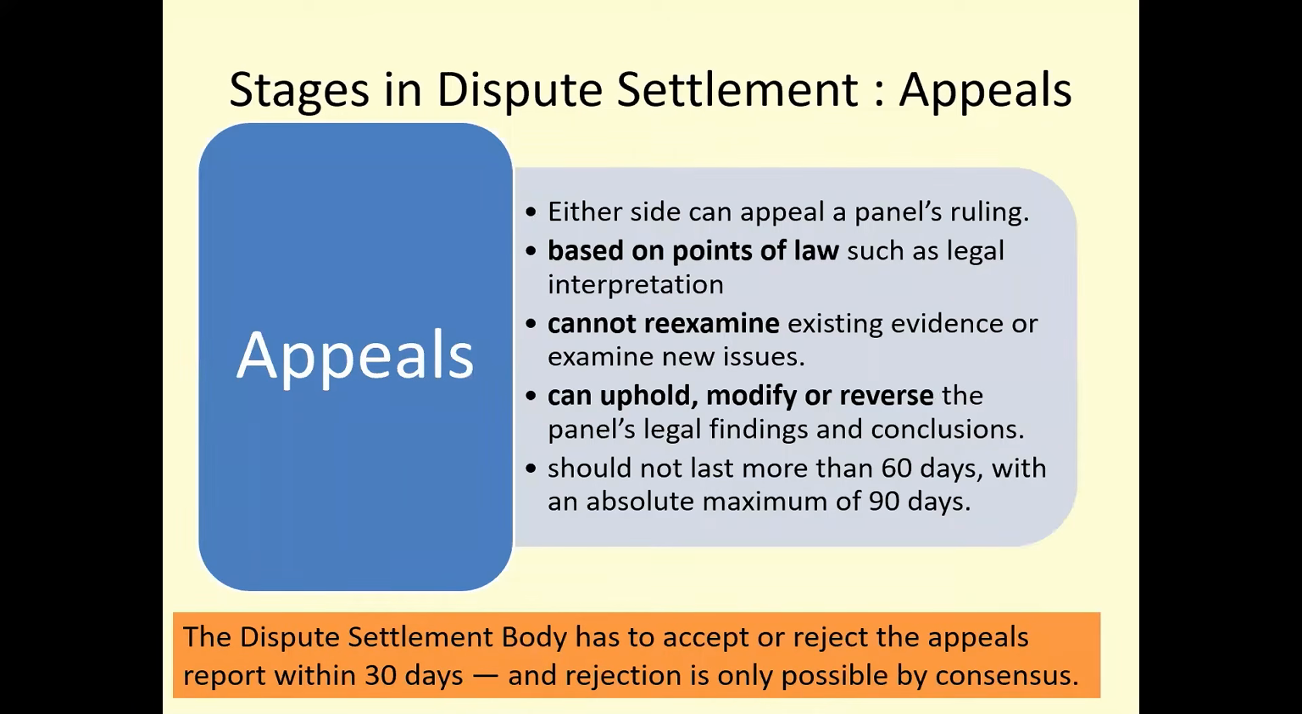So, as informed earlier, if either side is not satisfied with the panel finding, they can appeal a panel's ruling. Appeals have to be based on points of law, such as legal interpretation, and they cannot re-examine existing evidence or examine a new issue. The appeal can uphold, modify, or reverse the panel's legal findings and conclusions. Normally, appeals should not last more than 60 days, with an absolute maximum of 90 days.